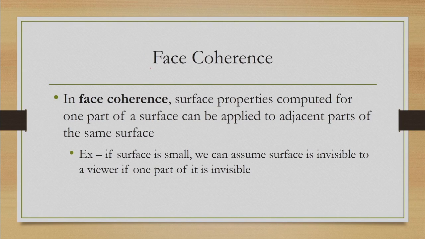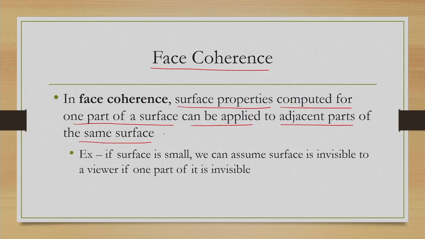Next comes phase coherence. Here surface properties computed for one part of a surface can be applied to adjacent parts of the same surface. That is the implication of this phase coherence property. For example, if the surface is small, then we can assume that the surface is invisible to a viewer if one part of it is invisible. So, we do not need to check for invisibility for each and every part. We check it for one part and then we simply say that other parts will also be invisible if that part is invisible.